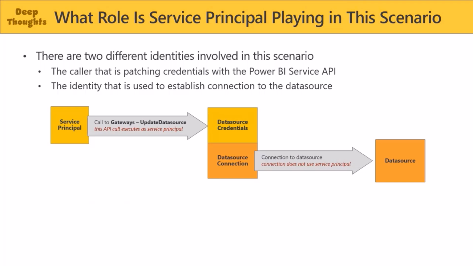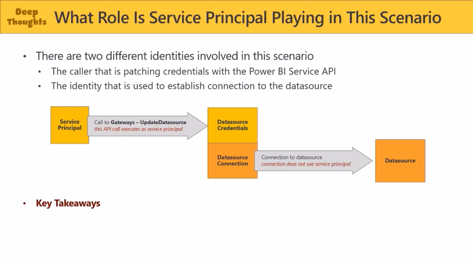And there's a lot of people that get confused thinking if you're using Service Principal to set credentials, that's the identity that's used to go to the data source. And that's not true. So I can use Service Principal to set credentials, but the credentials might be basic auth, with a username and password. And that's the identity.